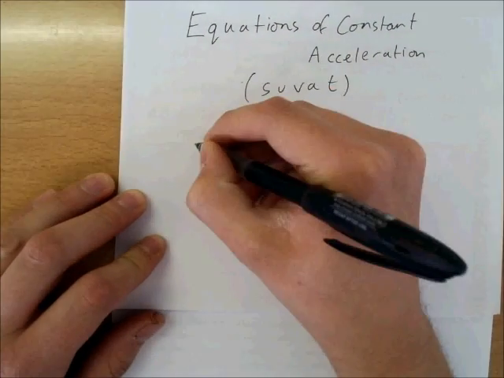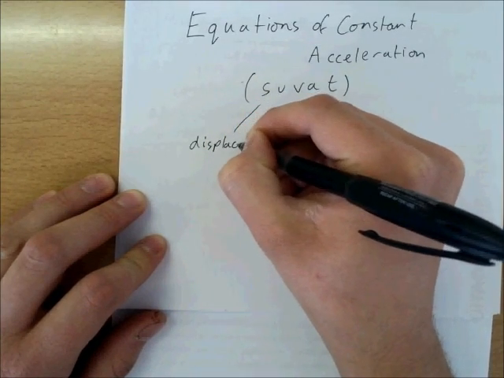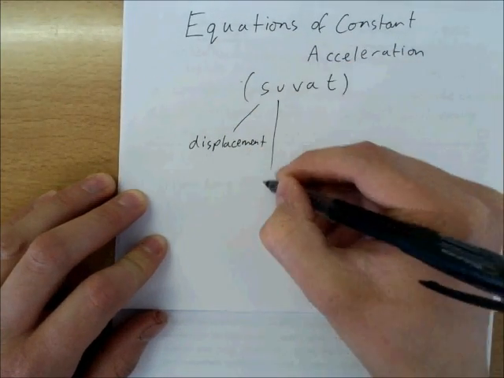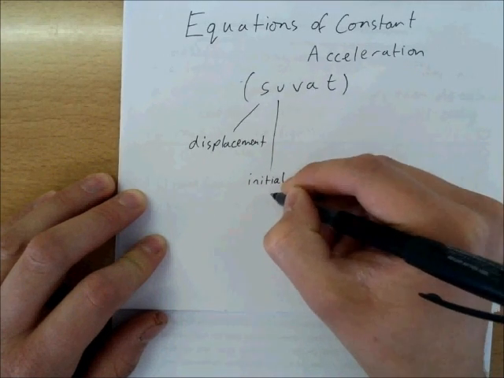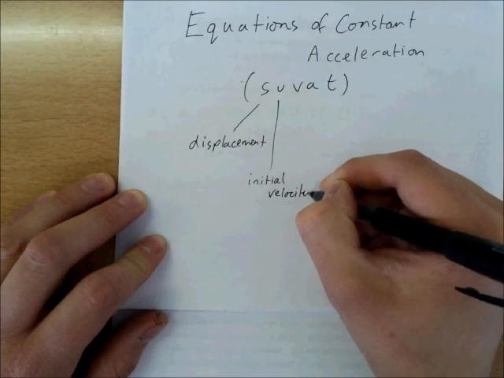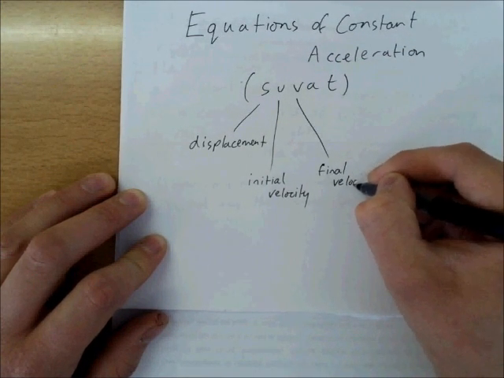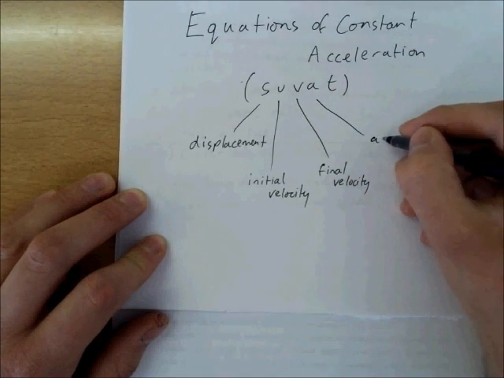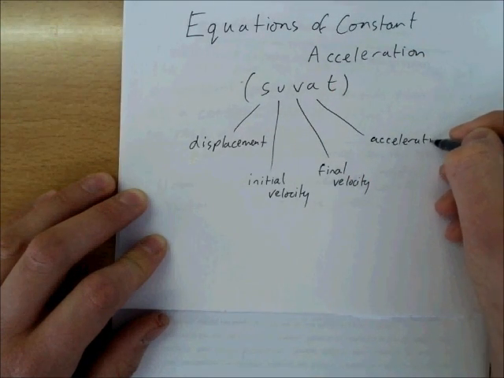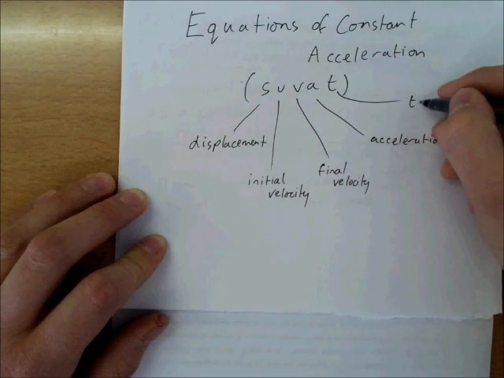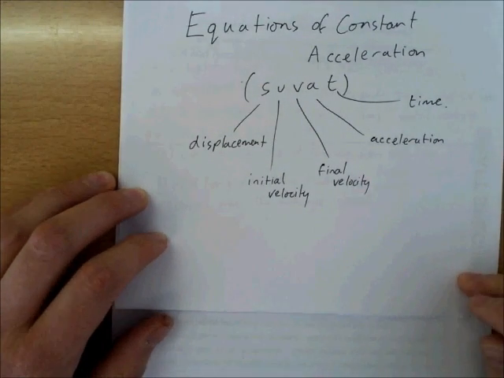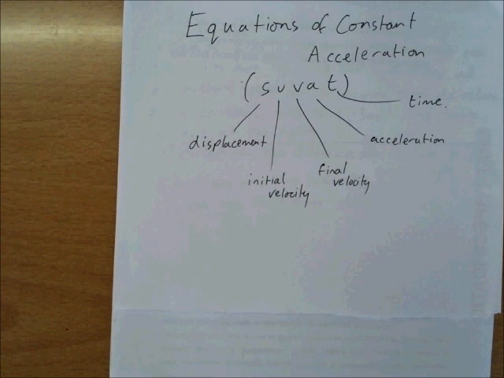So we've got S is displacement, U, initial velocity, V, final velocity, A, acceleration, and T is time. Now, initially we'll be dealing specifically with problems that deal with motion in one dimension only. Okay, so just horizontal motion will be our example today.